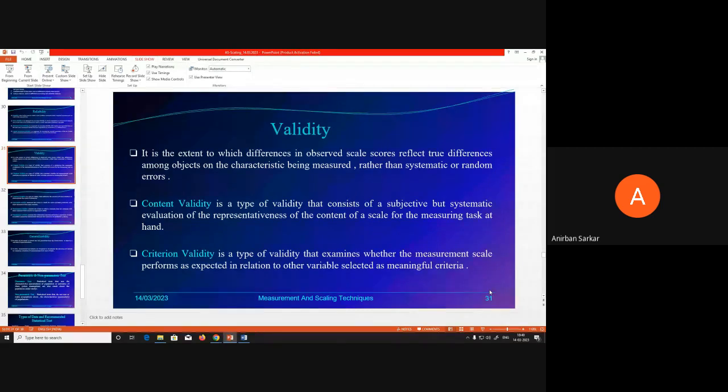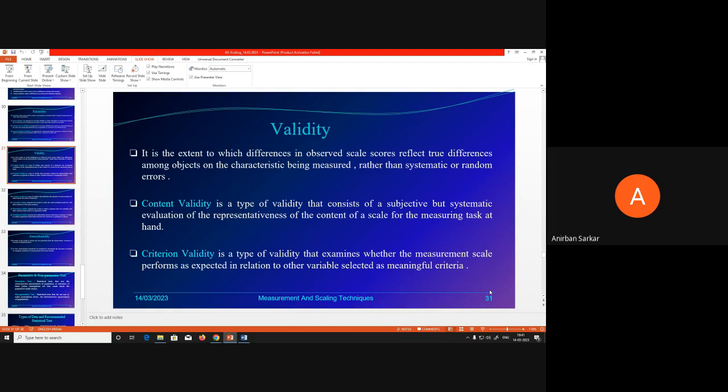Now, we can define validity as the extent to which differences in observed scale scores reflect true differences among objects on the characteristics being measured rather than systematic or random errors. This means if there is no random error or systematic error, there is hardly any difference between true score and observed score, and therefore our results are valid. Validity is again of three types: content validity, criteria validity, and construct validity.